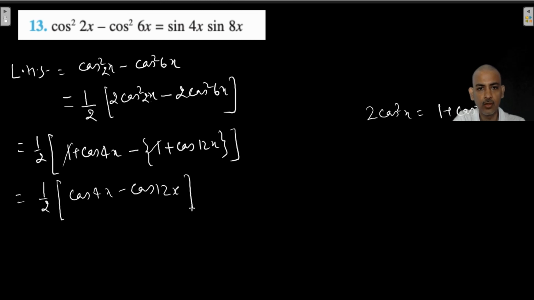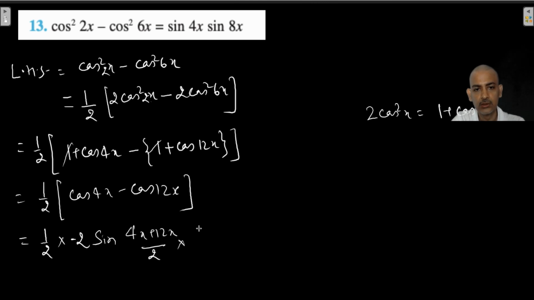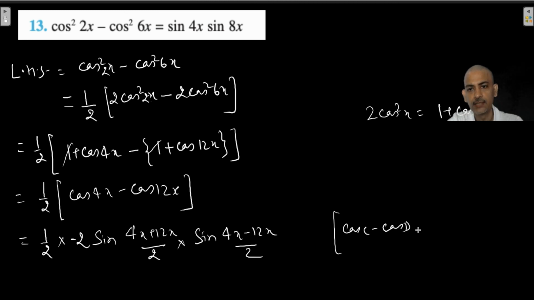Again this is the formula for cos c minus cos d as we did earlier. So this is 1 by 2 into minus 2 times sine of c plus d by 2, that is 4x plus 12x by 2, into sine of c minus d by 2, that is 4x minus 12x by 2. Just to reiterate the point, cos c minus cos d is nothing but minus 2 times sine of c plus d by 2 into sine of c minus d by 2. This is what it is.